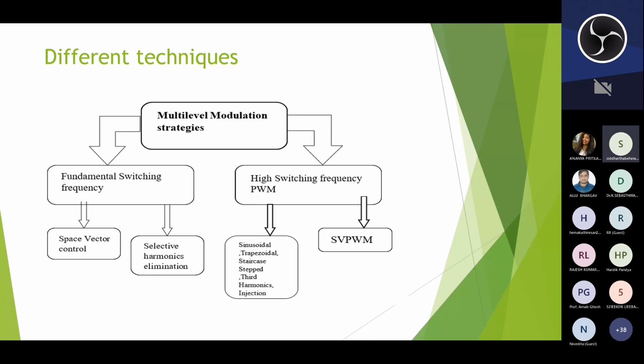These multi-level modulation strategies can be of 2 types: fundamental switching frequency and high switching frequency. Based upon fundamental switching frequency, there are 2 types of control techniques, that is space vector control and the selective harmonic elimination technique. And based upon high switching frequency, there are several techniques: sinusoidal, trapezoidal, staircase, step, third harmonic injection, and SVPWM.